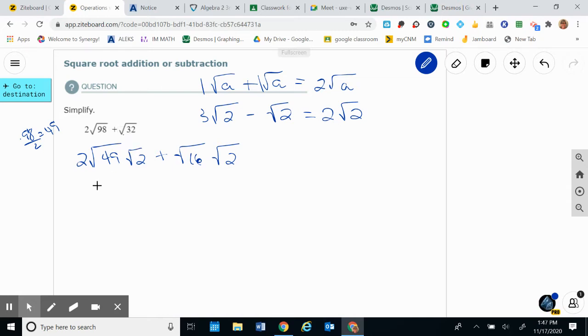All right. So now we have the square root of 49 times 2 plus the square root of 16 times 2. So let's simplify. Square root of 16 is 4. Square root of 49 is 7. And 7 times 2, 14 square root of 2 plus 4 square root of 2. And the answer is 18 root 2. All we did was break it down and simplify it.